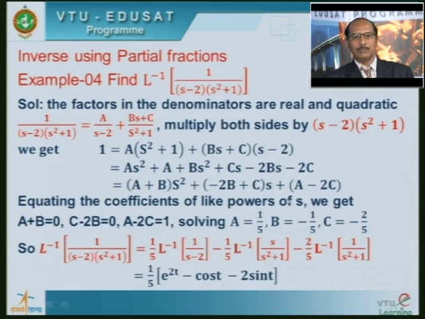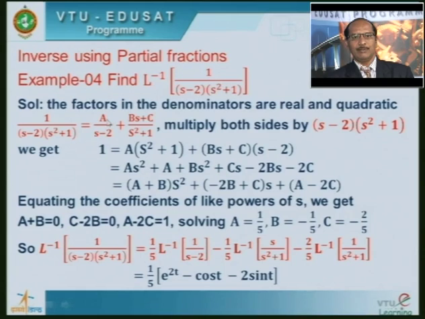So, 1 is equal to the right hand side constant, which is a minus 2c. Solving these three equations, substituting into one another, we find a is equal to 1 by 5, b is equal to minus 1 by 5. Adding these two, you will get 0, and c is minus 2 by 5.